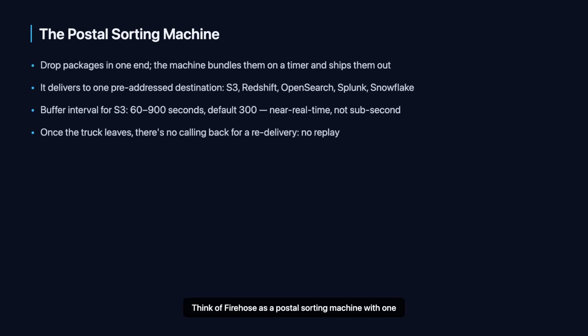Think of Firehose as a postal sorting machine with one pre-addressed label. You drop packages in one end, the machine bundles them up on a timer and ships them to your single destination: S3, Redshift, OpenSearch, Splunk, or Snowflake. That timer is the buffer interval. For the S3 destination, the valid range is 60 to 900 seconds, with a default of 300.